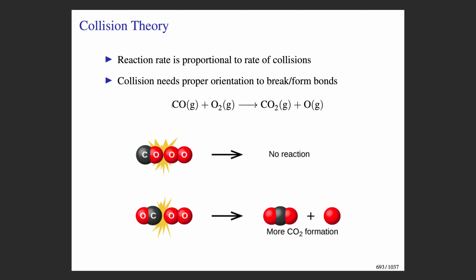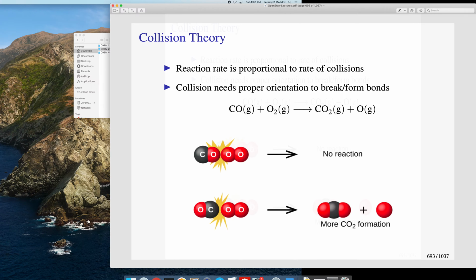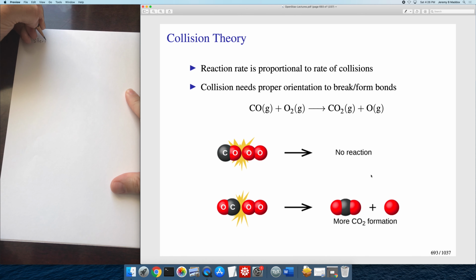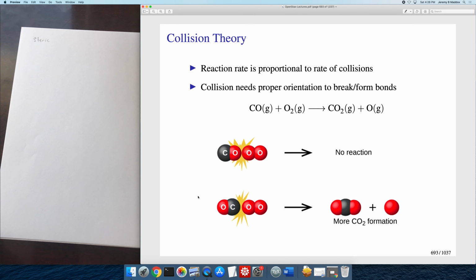Suppose you're considering the reaction between carbon monoxide and oxygen. If the oxygen end of the carbon monoxide collides with the oxygen, no reaction is observed to occur. But if the carbon end collides with the oxygen atom, then there's a chance for forming CO2 and releasing an oxygen radical. This is the orientational or steric effect, as it's called. S-T-E-R-I-C, steric effects.